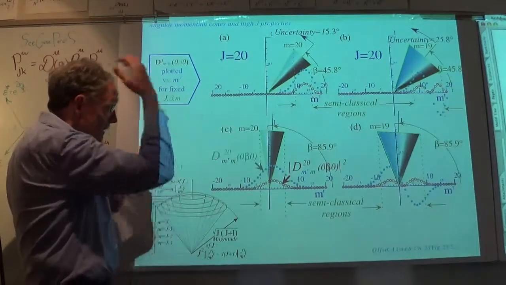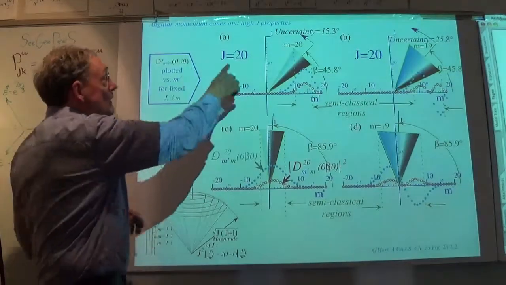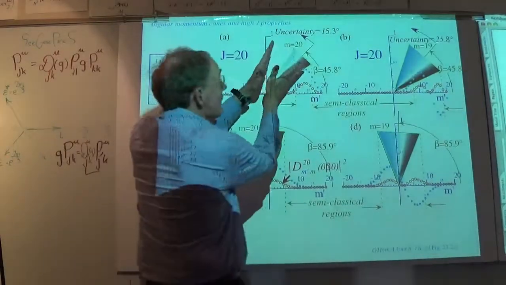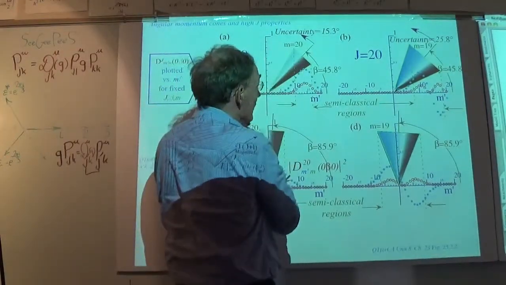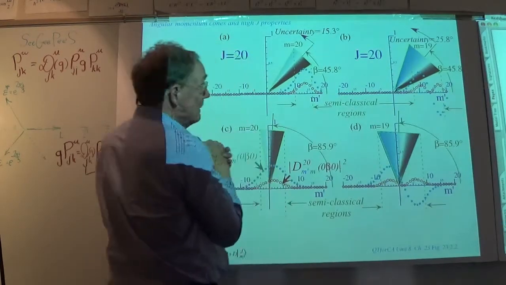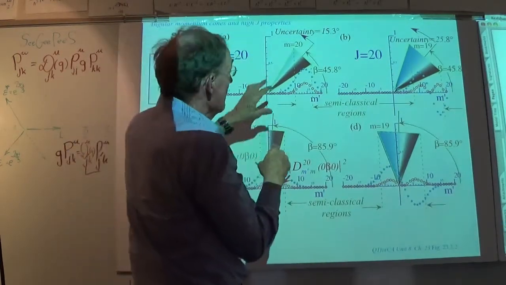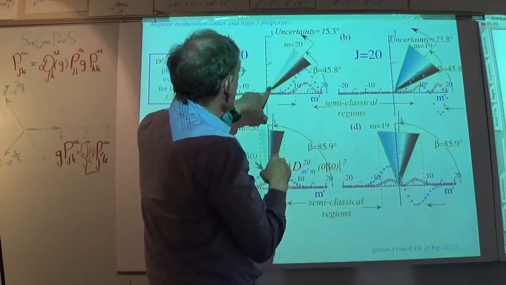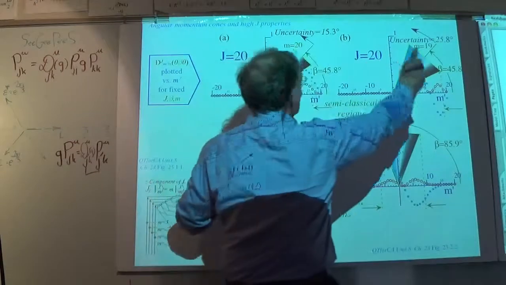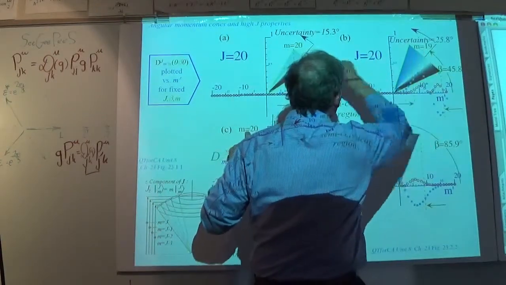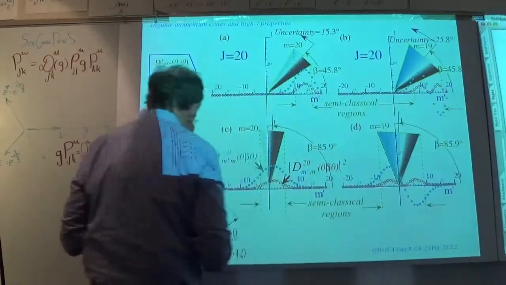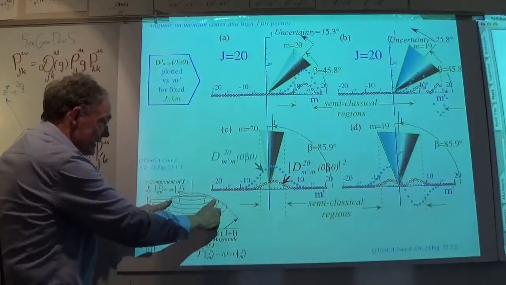And this is showing you how big that is for angular momentum 20, which is a pretty healthy angular momentum, but it still has a lot of uncertainty if you set the other quantum number. Let's see if I've got it written here. M equal 20 here. But M equal 19, already with just one change down to 19, this cone has widened up to the next cone here, you see.